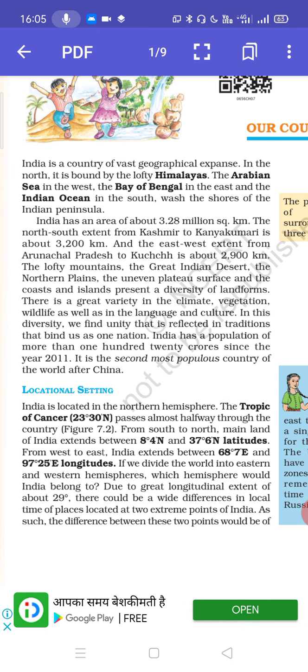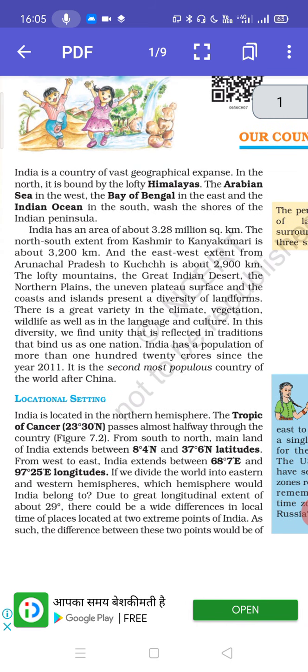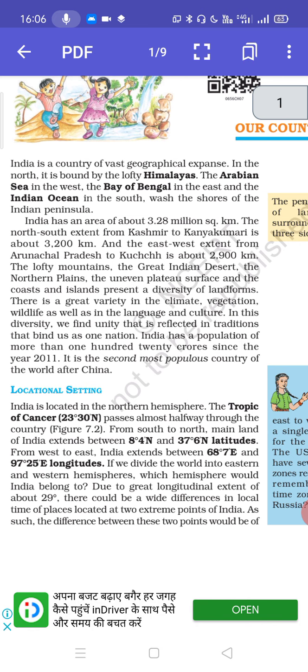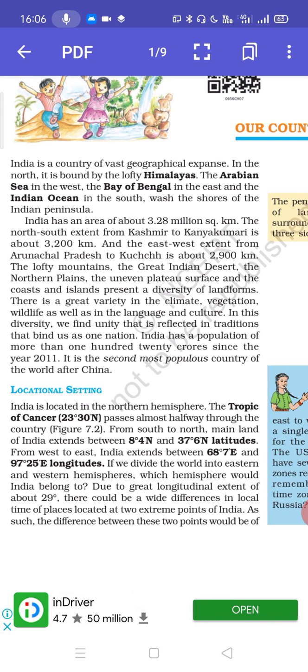India is a country of vast geographical expanse. In the north, it's bound by the lofty Himalayas, the Arabian Sea in the west, the Bay of Bengal in the east, and the Indian Ocean in the south, which wash the shores of the Indian Peninsula. So obviously we are all aware that in the northern part, Himalayas are there, then Arabian Sea is in the west, Bay of Bengal is in the east, and the Indian Ocean is in the south.